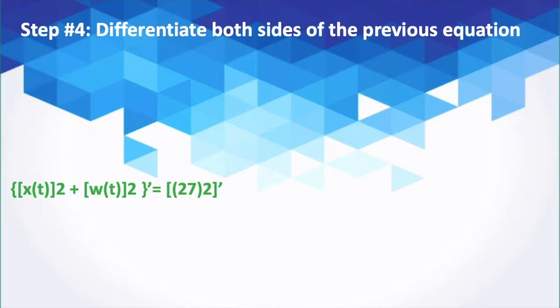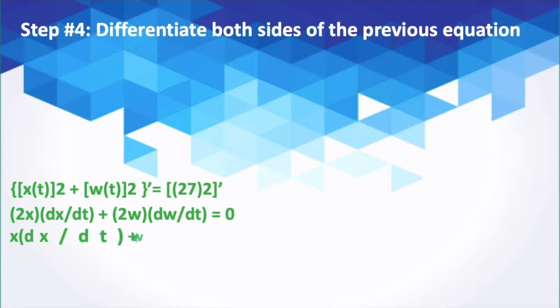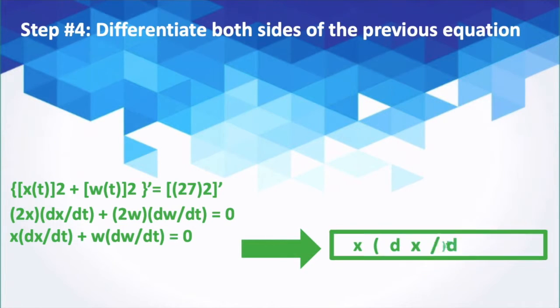So, doing the chain rule, we get the final result, x multiplying dx/dt plus w multiplying dw/dt equals 0, which is the same as saying x dx/dt equals negative w dw/dt. This is the equation that summarizes the relationship between the two rates, dx/dt and dw/dt.